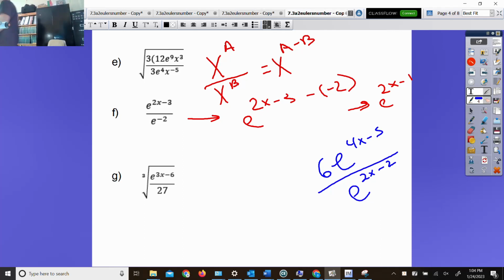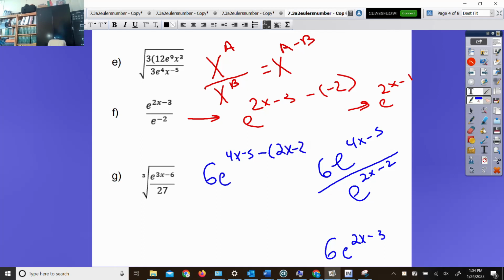Anybody got anything? 6e to the 2x minus 3 is the final answer. If you didn't get that, the deal is we subtract. So we have 4x minus 5 up top, and we have to take away both pieces. You can't just take away the first piece. You got to take away both pieces. And 4x take away 2x is 2x. Negative 5 plus 2 is negative 3.